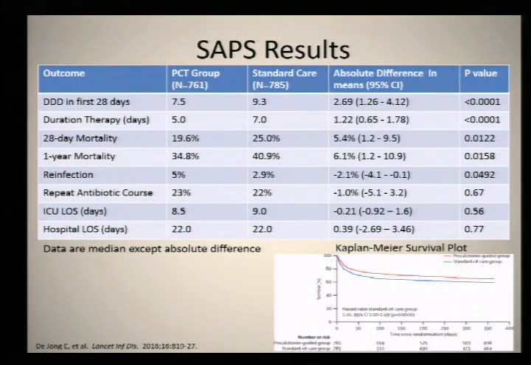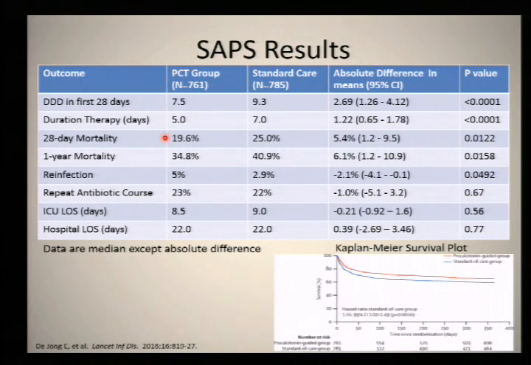And so what did they find? What they found is their measure of antibiotics they used were defined daily doses, which is just another way of measuring antibiotics, decreased about 3 doses. Duration of therapy decreased about 1.5 days. And this was the interesting thing in the study. Mortality, both at 28 days and at 1 year, significantly decreased in the procalcitonin group. Why was that? I'll talk about that in a minute.